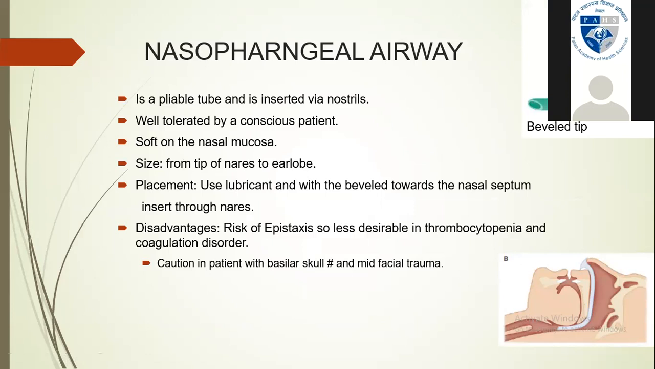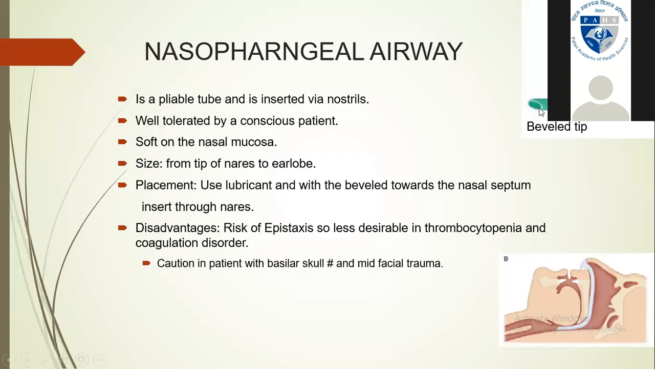The sizing: we have to choose the size of this nasopharyngeal airway from the tip of the nares to the earlobe. So from the tip of the nose to the tip of the earlobe, whichever size fits best should be chosen. The placement of this device is done such that it has to be lubricated first using xylocaine jelly, and it has a bevel tip.